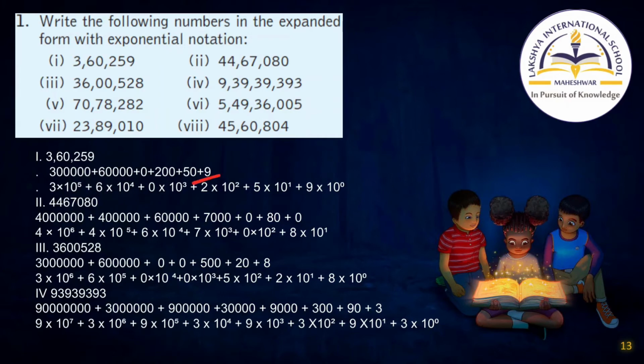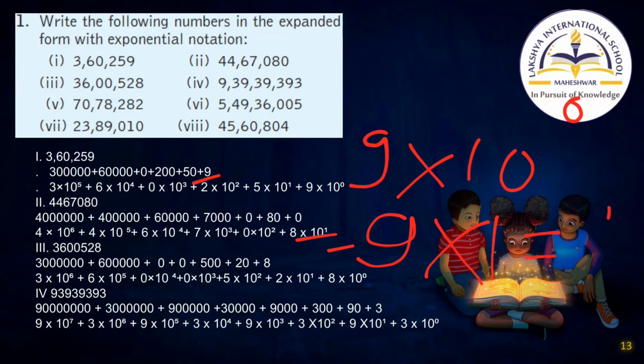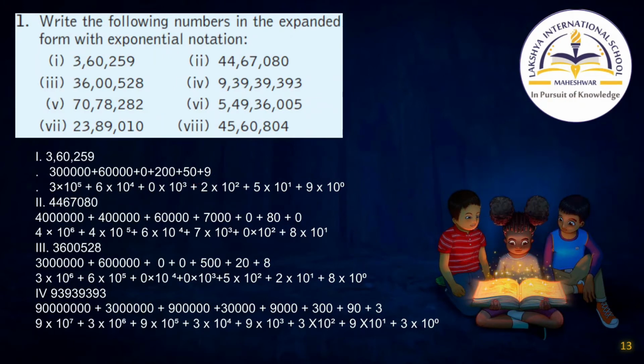Now for 9, you have to write 9 into 10 to the power 0. Why we will write 0? Because any number with power 0, we will get 1 only. So 9 multiply 1, we will get 9. So this will be our answer. Now we will see one more question.